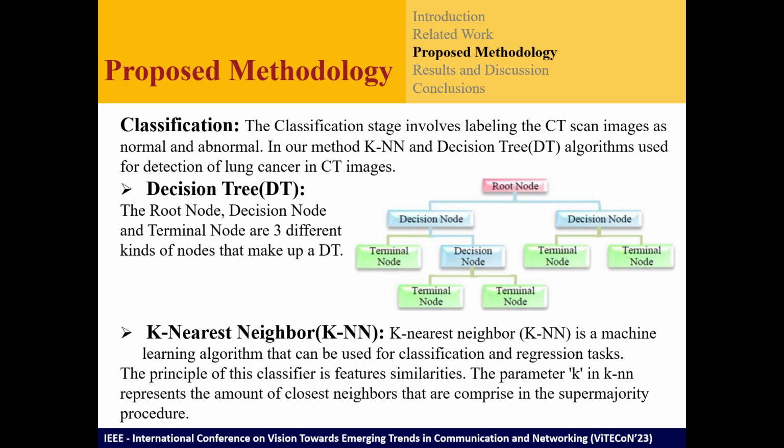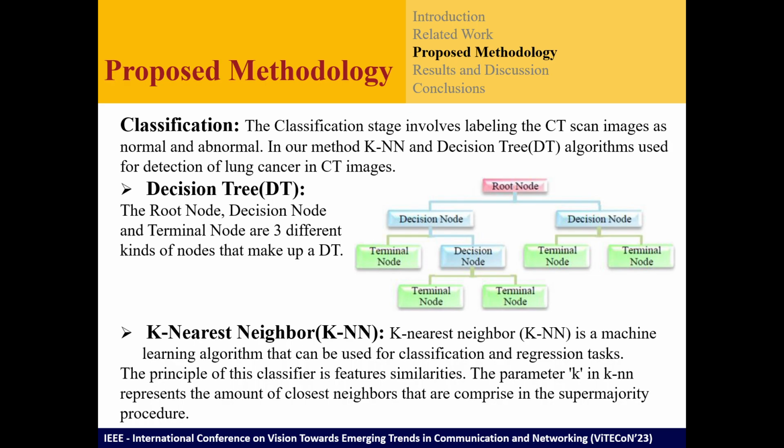The next step is classification. The classification stage involves labeling the CT scan images as normal and abnormal. In our method, KNN and decision tree algorithms are used for detection of lung cancer in CT scan. Let's talk about decision tree. The root node, decision node, and terminal node are three different kinds of nodes that make up a DT. And the flowchart is shown for the decision tree, which includes the root node, decision node, and terminal node.